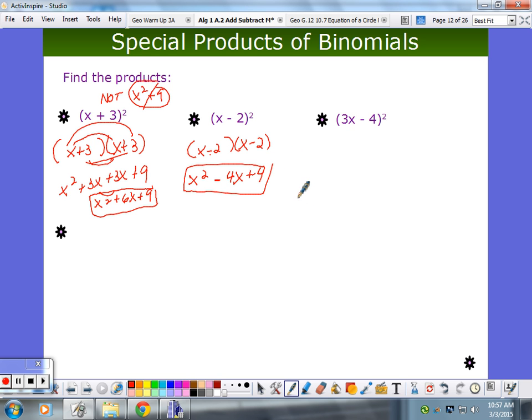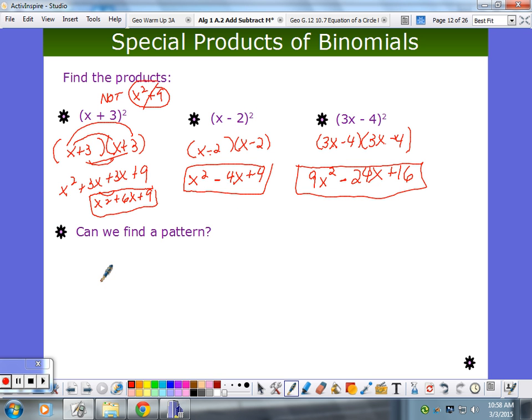Let's try this one. 3x minus 4. Ooh, let's definitely write that one out. 3x minus 4, 3x minus 4. 3x times 3x, 3 times 3, 9. X times x, x squared. Yeah. So I've got 3x times negative 4. That's negative 12x. But here's another 3x times negative 4. It's another negative 12x. So what have I got here? Negative 24x. Negative 4 times negative 4, plus 16. So expand these out. Again, get out of autopilot now. Don't just automatically square the first, square the second, and do that, because that's not how it works.